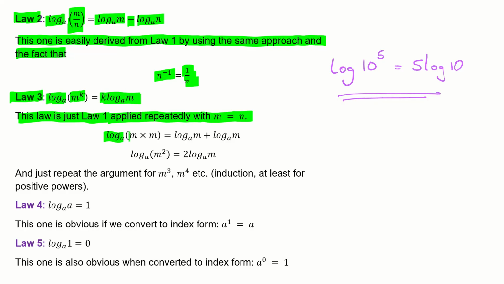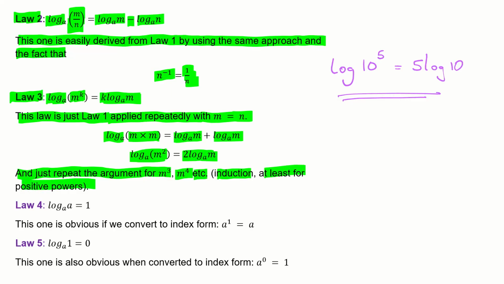Log to the base a of m times m would be log to the base a of m plus log to the base a of m, which can be written as 2 log to the base a of m, and of course m times m is m squared. And just repeat the argument for m cubed, m to the 4, etc. When you know about proof by induction, you can use induction, at least for positive powers, to prove that one's true.